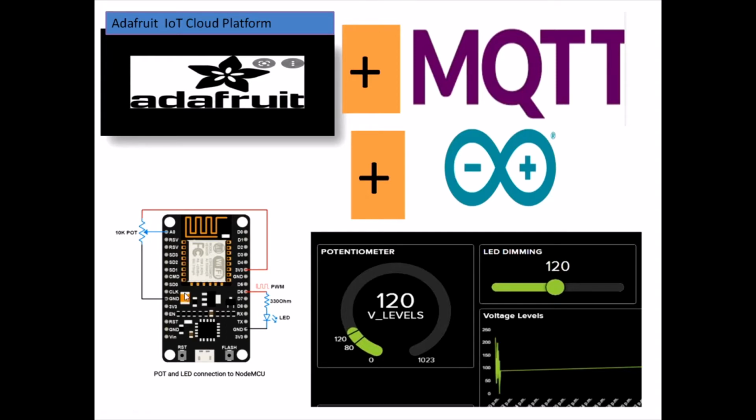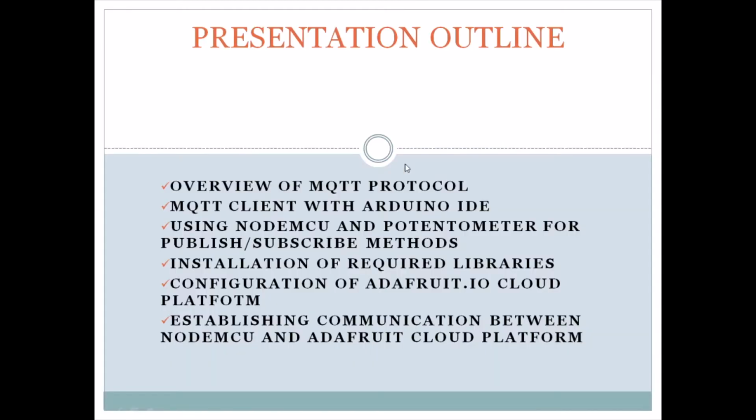So we are going to use this NODEMCU as you see here. We are going to publish a value from a potentiometer, and then we'll be able to control an LED connected on digital pin number 6. So without delay, let's start explaining how MQTT works.